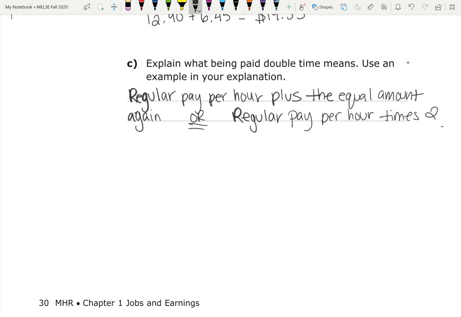So let's take that $12.90 again. This is how much you get paid per hour, double time. You're going to multiply it by 2. So now you're getting paid $25.80 per hour. Okay.